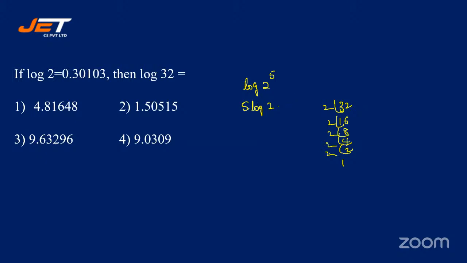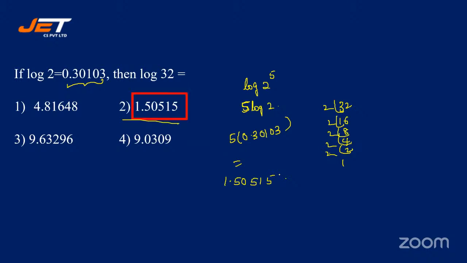So when you multiply 5 into this, 5 3s are 15, 5 zeros are 0 plus 1, 5 1s are 5, 5 zeros are 0. So you will get 5 into 0.30103, which is none other than 1.50515. All right. So actually, this is a repeated question that you can expect. So your option 2 is the correct answer.